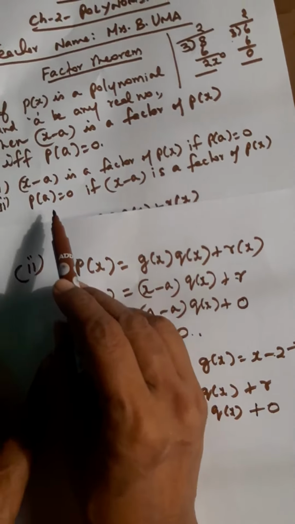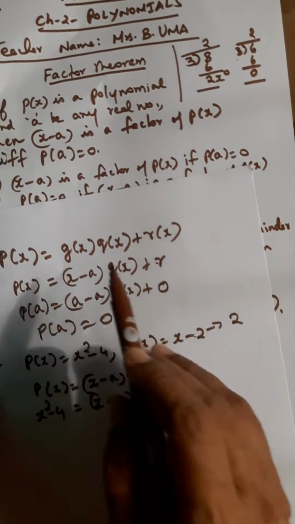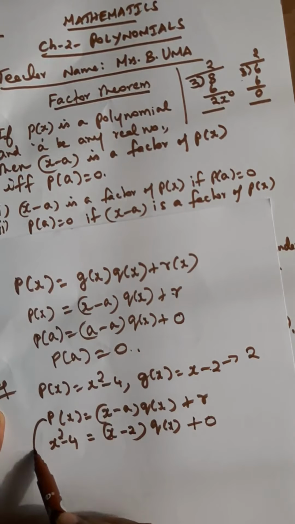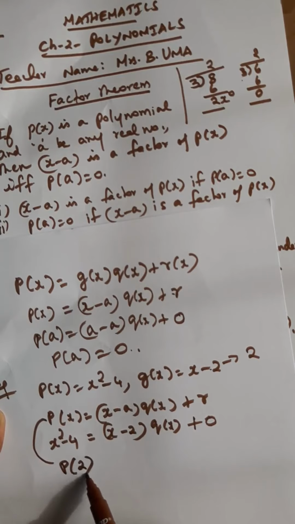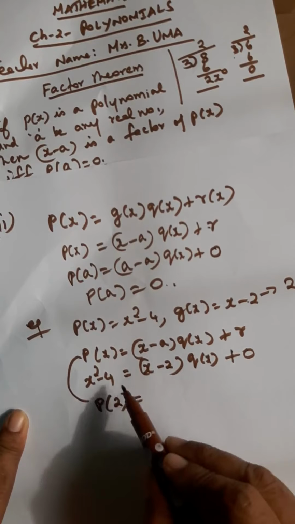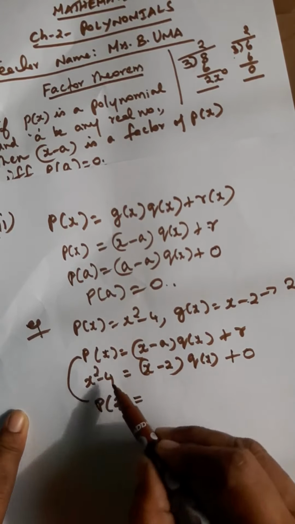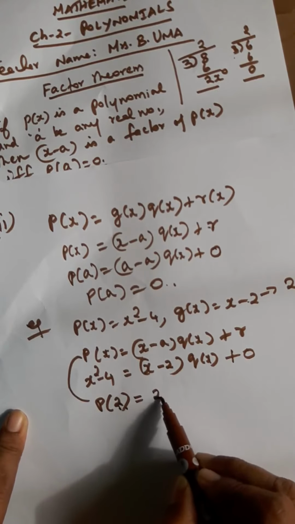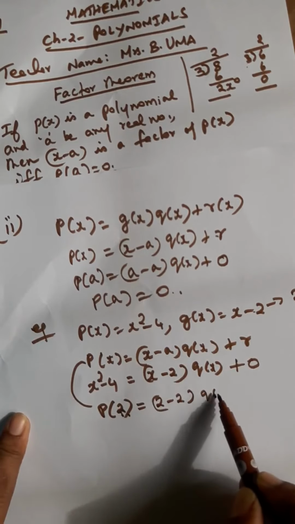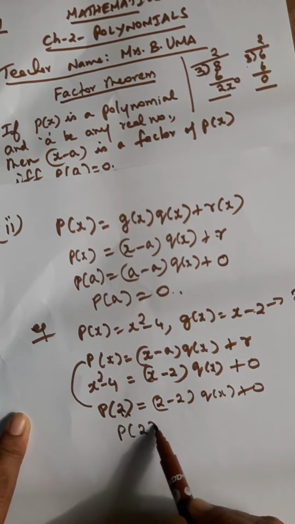But what I need to prove is P of a equal to 0. Here a is 2. Here P of a equal to 0 I have to prove, with 2 in the place of a. So P of 2 equals, wherever x is, I am substituting 2. See here, wherever x, I am substituting 2. So 2 minus 2, that's what I did here, isn't it? Q of x plus, since the whole thing becomes 0, P of 2 equals 0.